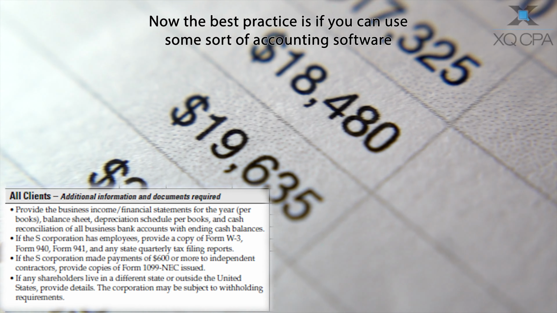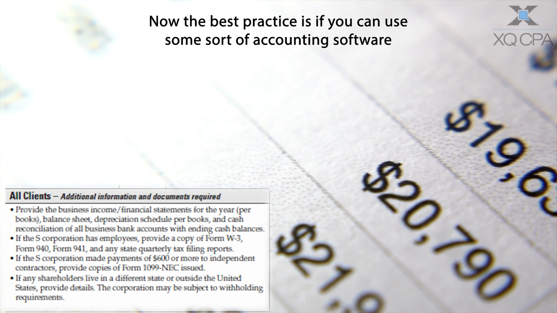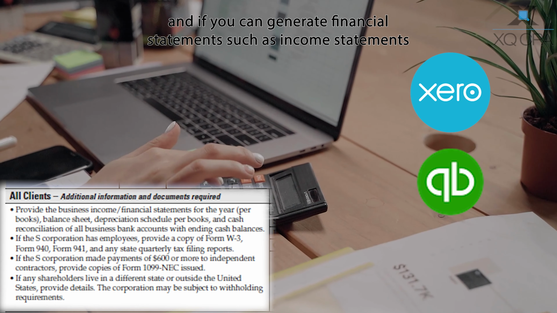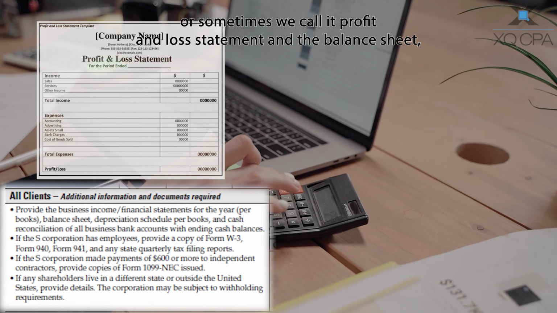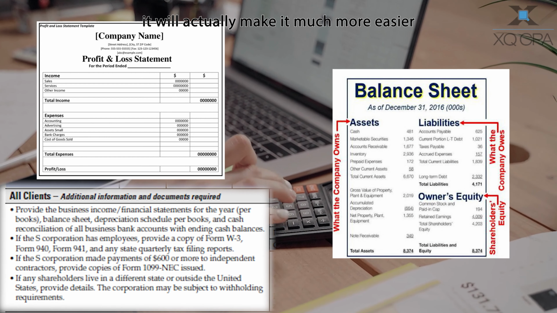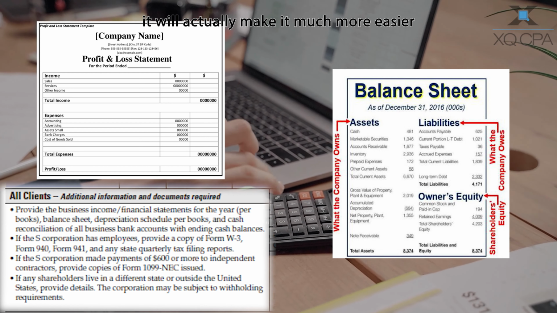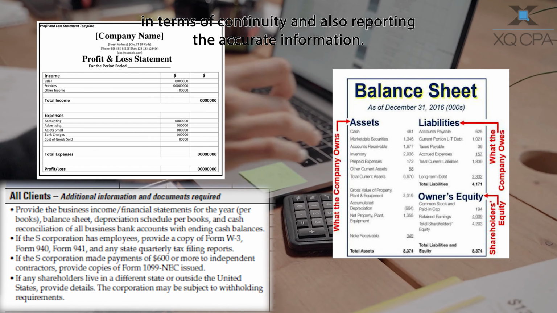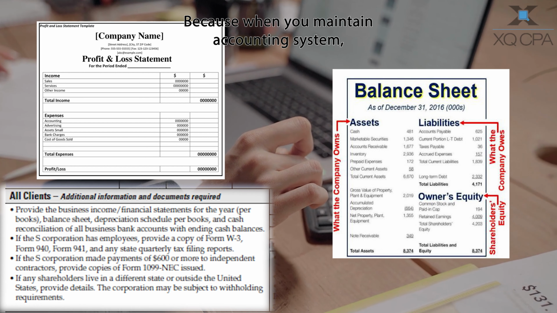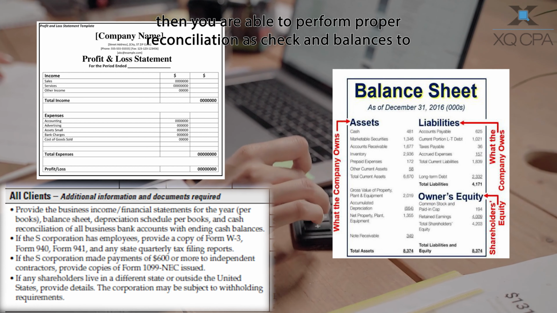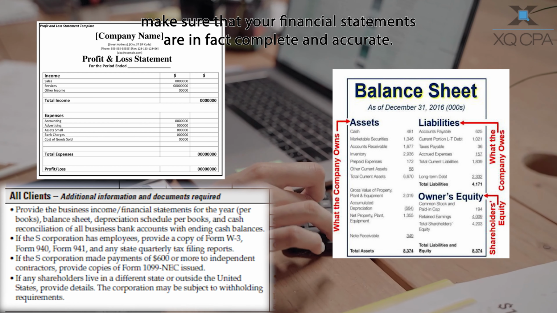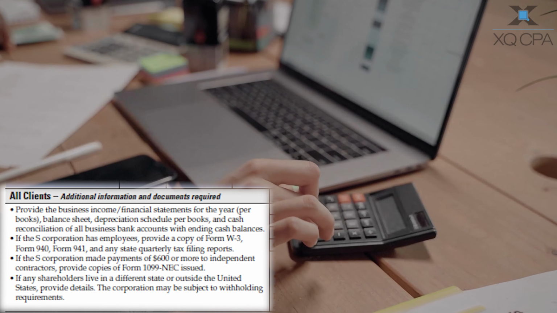Now, the best practice is if you can use some sort of accounting software like Xero or QuickBooks, and if you can generate financial statements such as income statements, or sometimes we call it profit and loss statement, and the balance sheet, it will actually make it much easier in terms of continuity and also reporting the accurate information, because when you maintain an accounting system, then you are able to perform proper reconciliation as checks and balances to make sure that your financial statements are in fact complete and accurate.